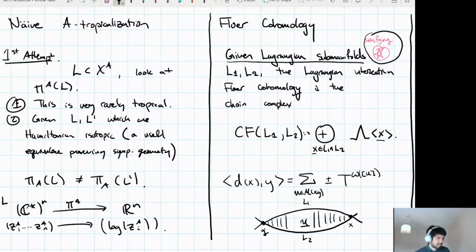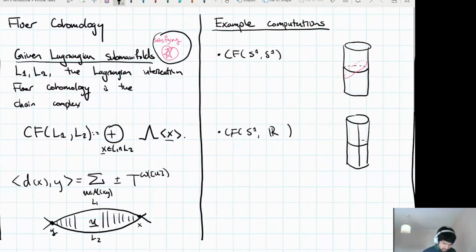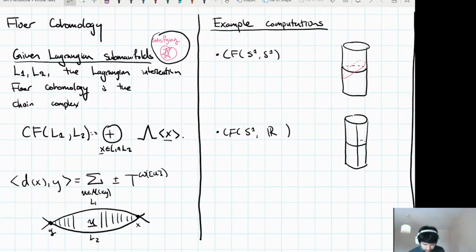This is kind of a strange thing to see out of the blue. So I want to look at some examples which will be prototypical for what we're doing. So let's do some example computations. The first example that I want to look at is the Lagrangian S1, and another Lagrangian, which is S1, which are these two circles on the right-hand side over here, inside of C star.